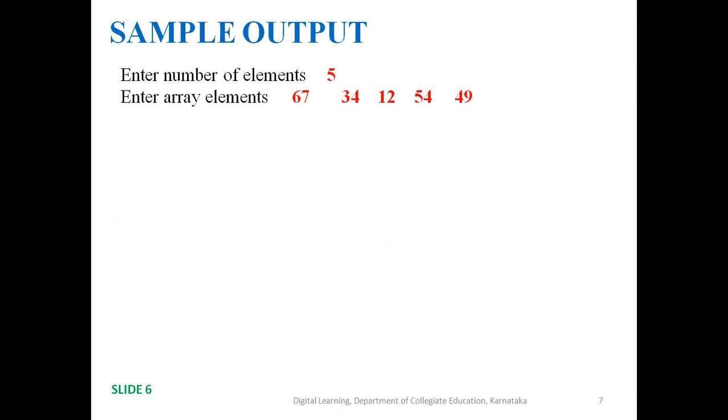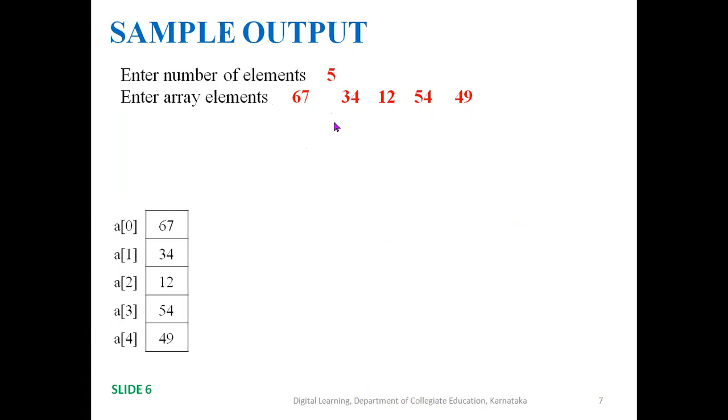So let's take a sample input and trace our program here. Let's assume the number of elements in the list is 5 and the array elements are 67, 34, 12, 54 and 49. Now let's see how this is going to work. You know that we have the elements in the list in this format in the memory.